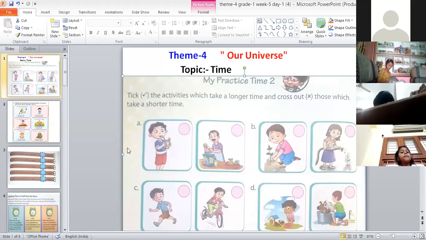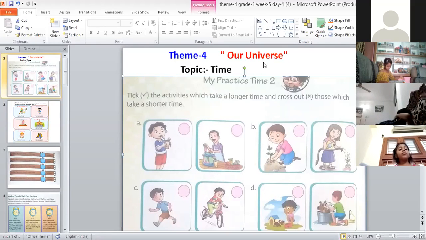Hanvika, you tell me which will take less time. Going to your school on bicycle or going to your school by car? Which will take less time? To my school by car. Yes, if you will go by car, you will take less time, right? So, okay.